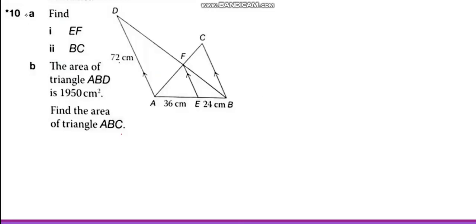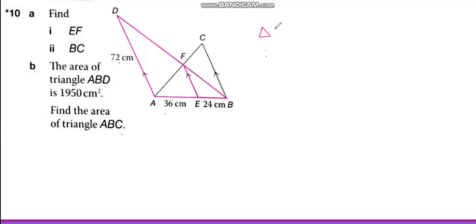In question number 10, part A, we have to find the side lengths EF and BC. We need to observe this shape carefully. This is a triangle, ABD, and if we draw a parallel line over here, EF, EF is parallel to AD, so this parallel line divides the bigger triangle into two similar triangles. As we know, in similar shapes, the ratios of corresponding sides are the same. So we can compare these two triangles, which are similar because EF is parallel to AD.